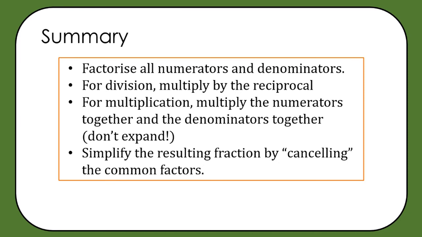For multiplication, so once you've got it as a multiplication, you then want to multiply your numerators together, multiply the denominators together. Don't expand. You've got everything factorised if you leave it in brackets, and then you should be able to see whether you've got any common factors that will cancel down. You want to make sure that your final answer is given in simplest form, so looking for any common factors and dividing both numerator and denominator by those common factors.